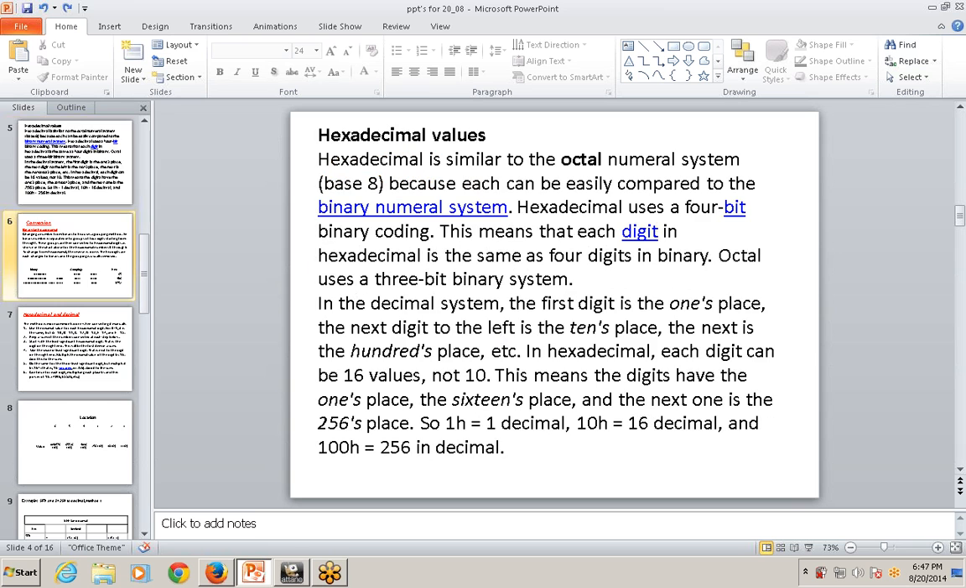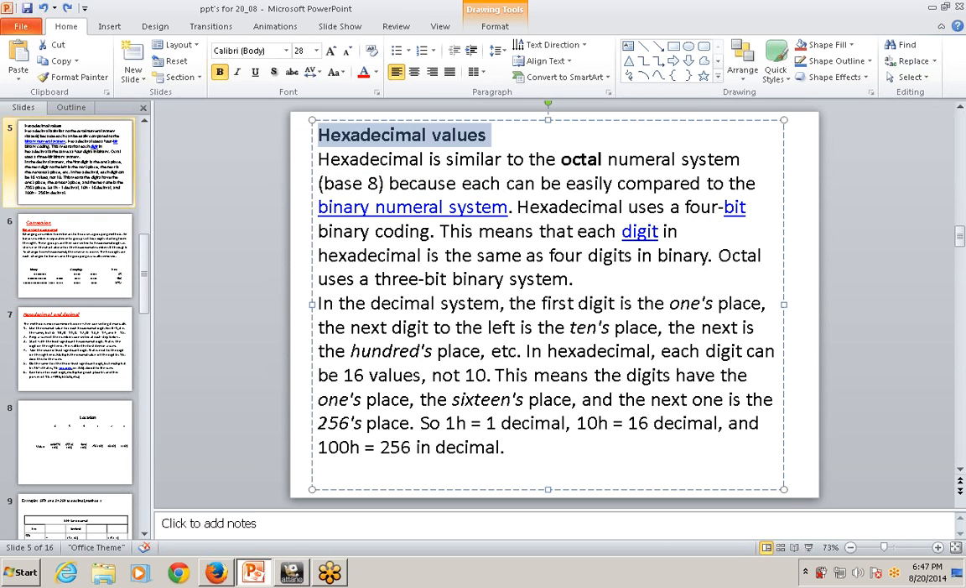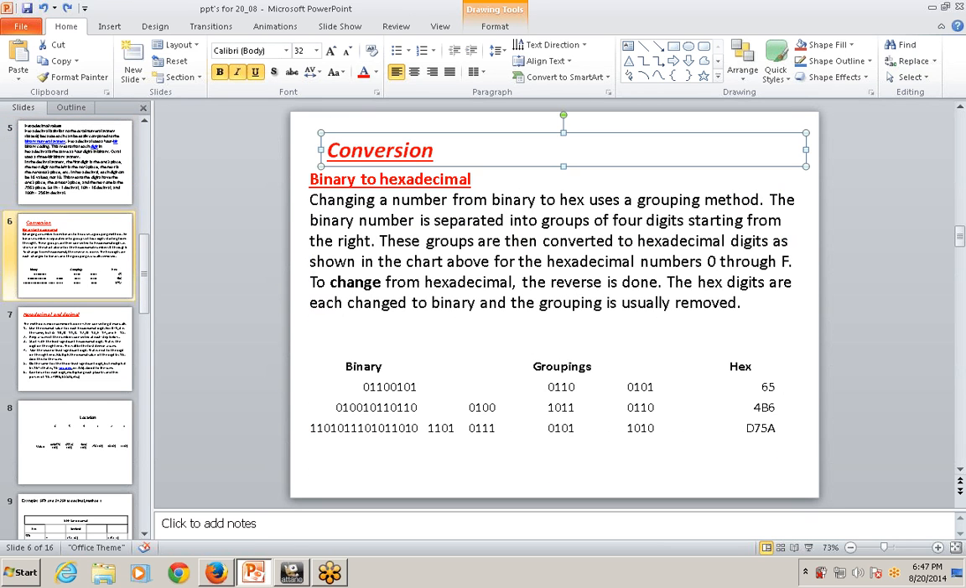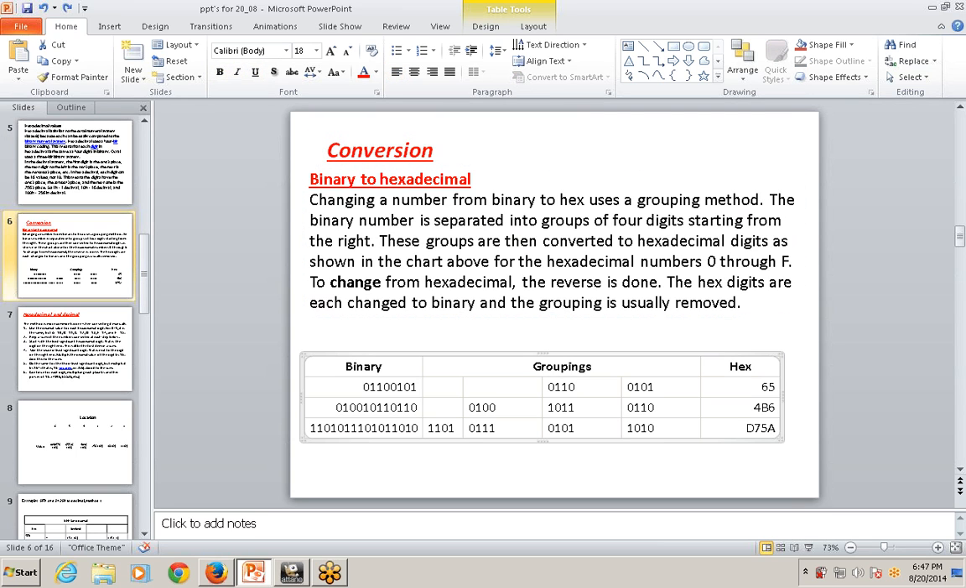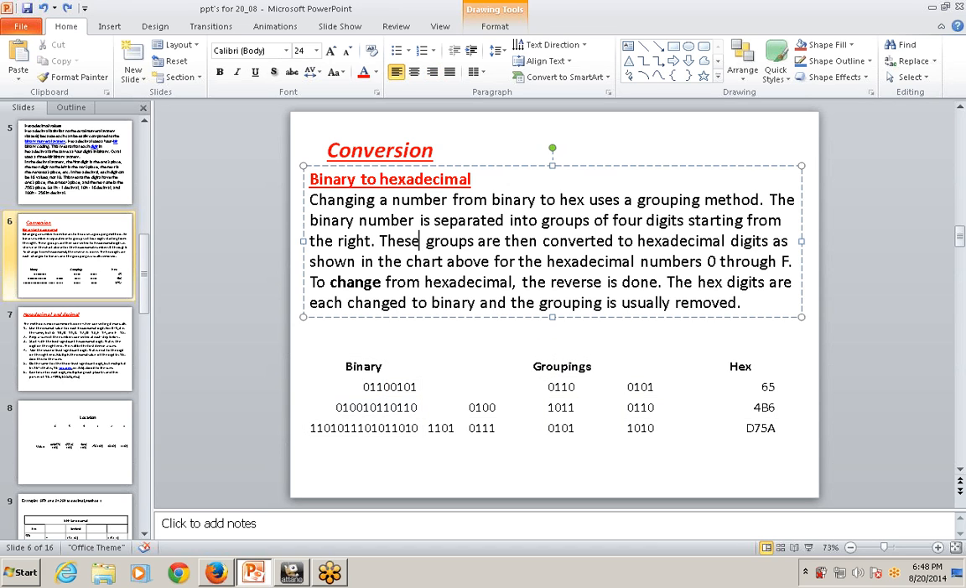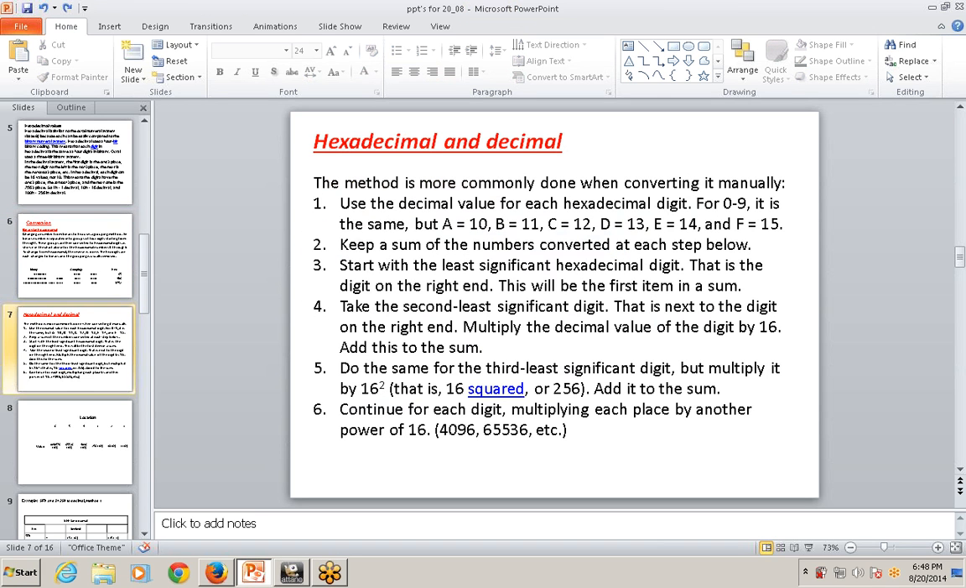Then we also talked about the hexadecimal values, how we can convert binary to hexadecimal values. This is a conversion: group into 4 digits starting from the right. These groups are then converted into the hexadecimal digits.